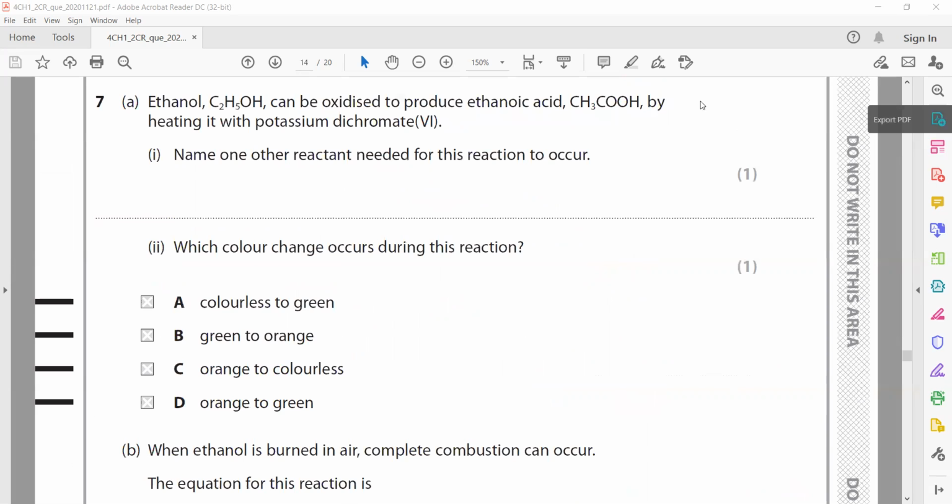Question 7. Ethanol can be oxidized to produce ethanoic acid by heating with potassium dichromate. Name one other reactant needed for this reaction to occur. So we need oxidation of alcohol. We need an oxidizing agent. What other reagent do we need? Because this oxidizing agent must be acidified. So as it must be acidified, what other reactant is there? It is an acid, so you can mention the name sulfuric acid because it is acidified.